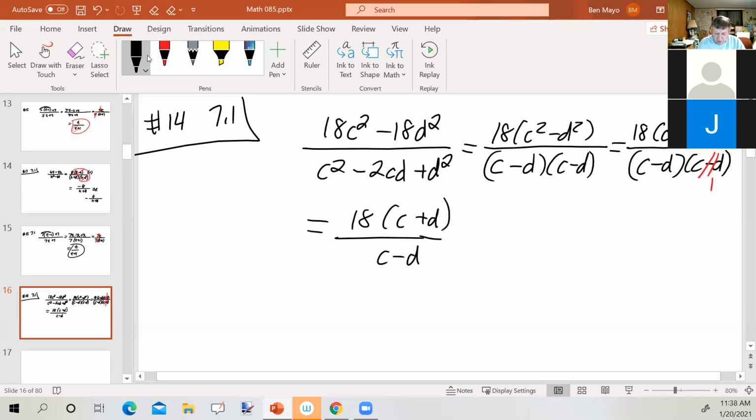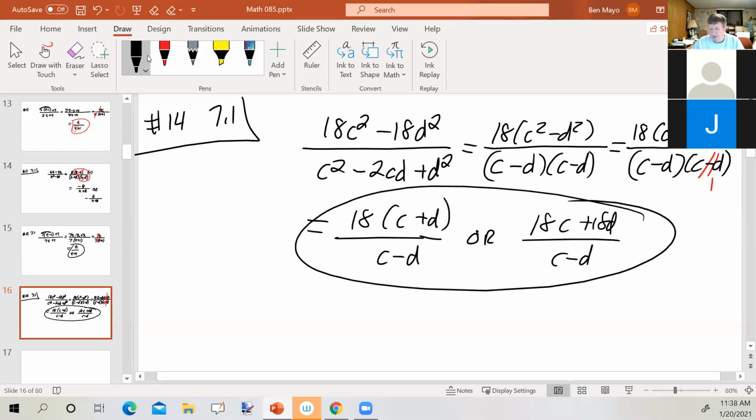Now, it doesn't specify whether to leave the fraction factored or not. So I'm guessing you could leave it this way, or you could write 18c plus 18d over c minus d. Either one of those should be acceptable, correct answers. Okay, any questions on that one before we go on?